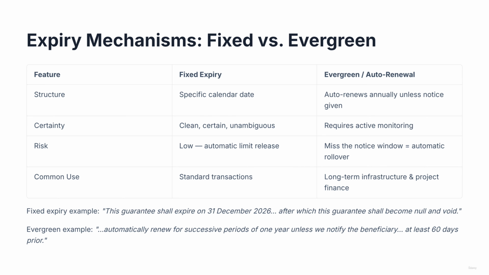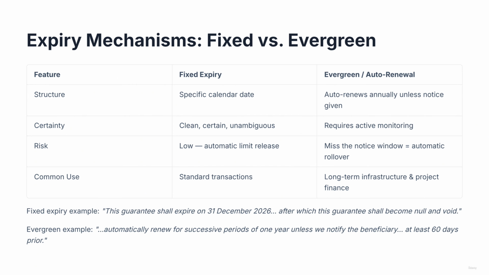The guarantee is valid for an initial period, say 1 year, and automatically renews for successive 1-year periods unless the bank gives notice of non-renewal within a specified window before each anniversary. Example clause: "This guarantee shall be valid from January 1st, 2026, and shall automatically renew for successive periods of 1 year unless we notify the beneficiary in writing of our intention not to renew at least 60 days prior to the then current expiry date."